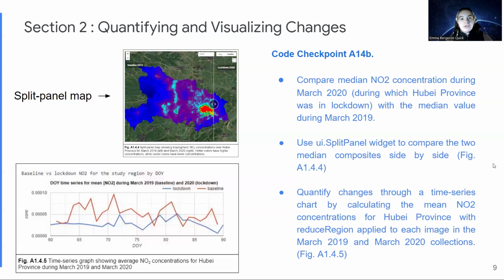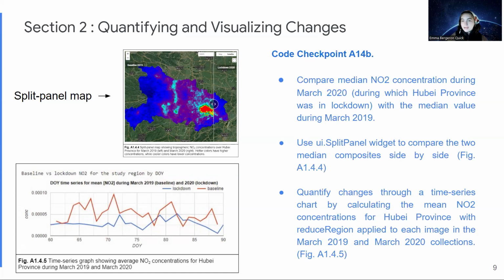Okay, so welcome to section two, where we're going to quantify and visualize changes based on the data that we cleaned up and imported earlier. So we're going to be creating a split panel map, and we're also going to be creating a time series graph comparing an average of NO2 concentrations for March 2019 and March 2020. So this is going to be using code checkpoint A14B.